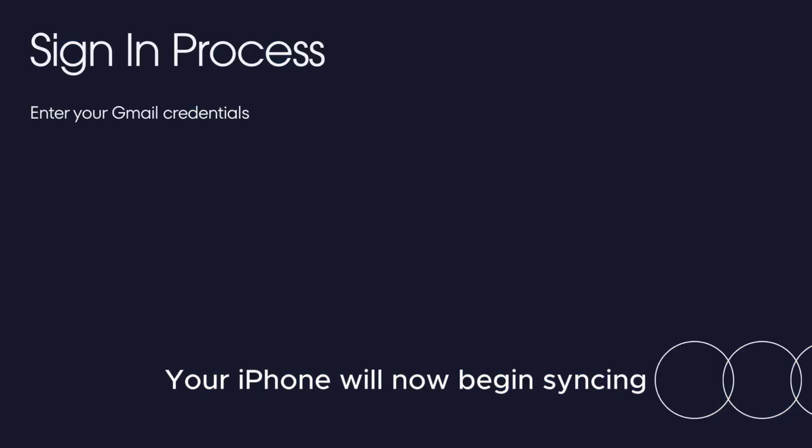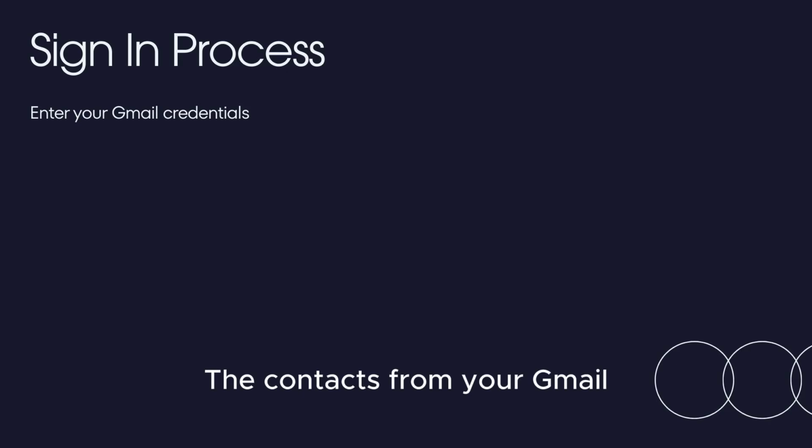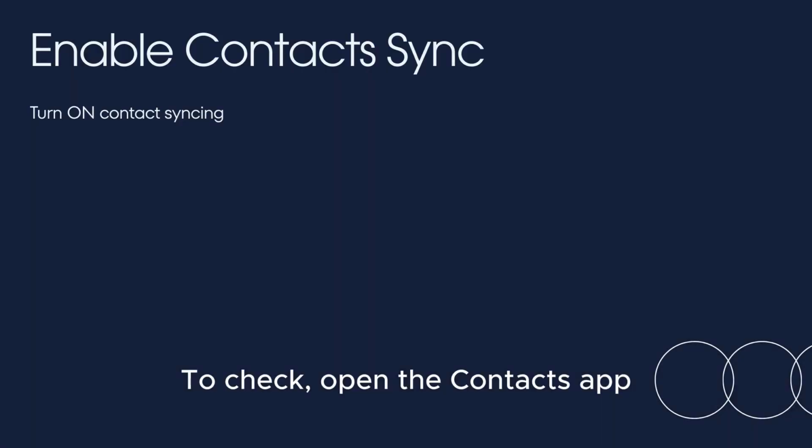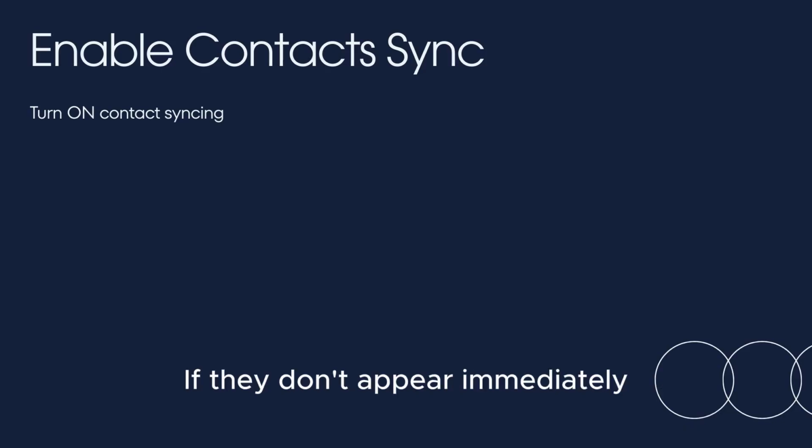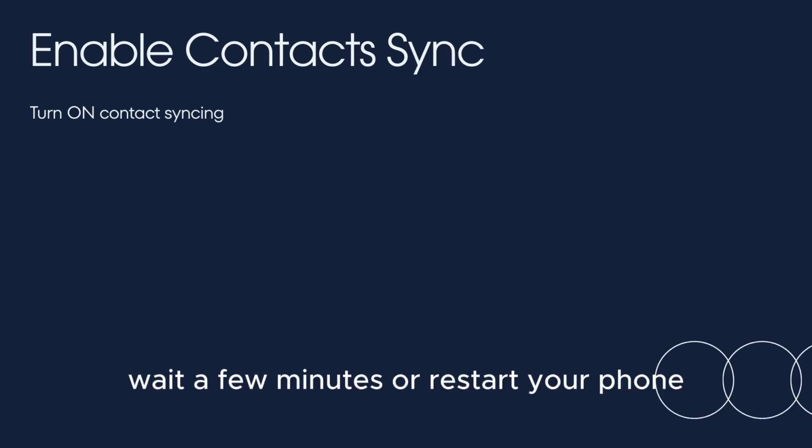Your iPhone will now begin syncing. The contacts from your Gmail account will automatically appear in your iPhone's Contacts app. To check, open the Contacts app. Your Gmail contacts should now be listed. If they don't appear immediately, wait a few minutes or restart your phone.